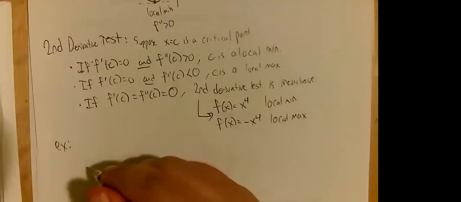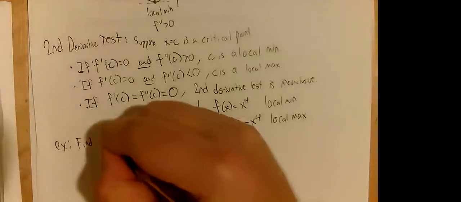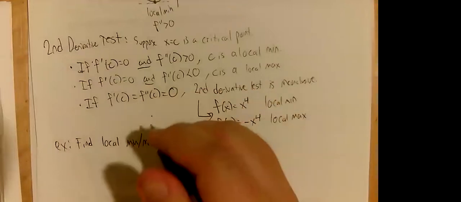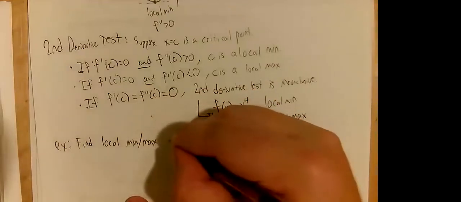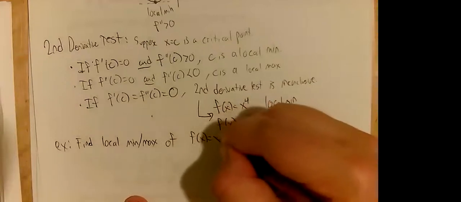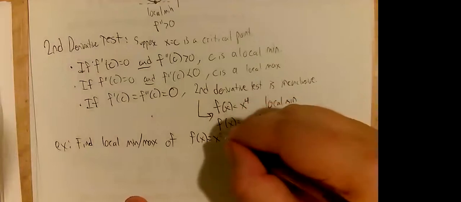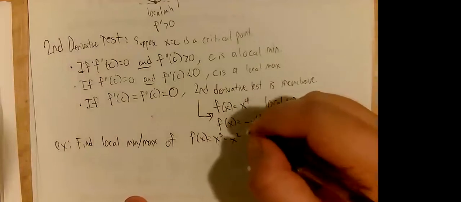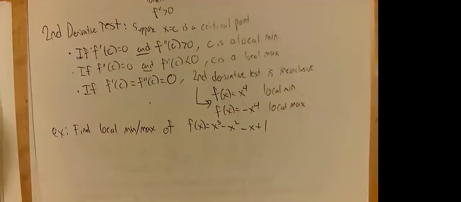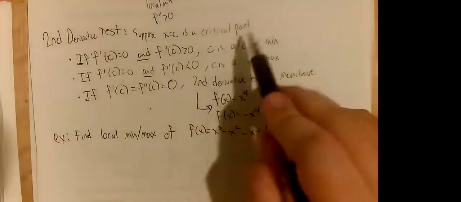All right, so let's use the second derivative test to find the local mins and maxes of the function f of x is x cubed minus x squared minus x plus 1. Local mins and maxes can only occur at critical points. That was a hypothesis of this theorem right here.